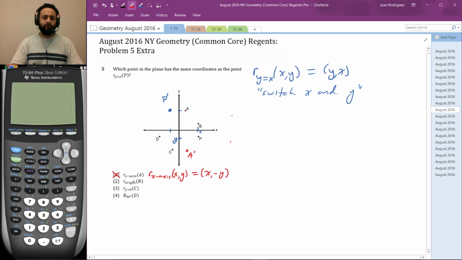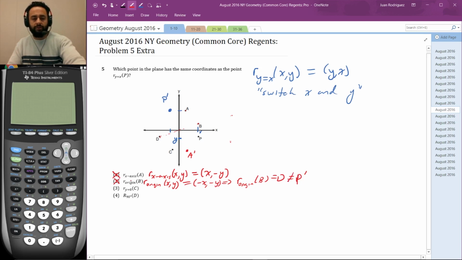Then reflecting over the origin of a point B. If we look from this point to the origin and continue on, that's going to give us point D. A reflection over the origin of a point x comma y negates both the x and the y, so negative x, negative y. As a result, the reflection over the origin of point B happens to be point D in this case, which is not equal to P prime. So the answer is not line 2.